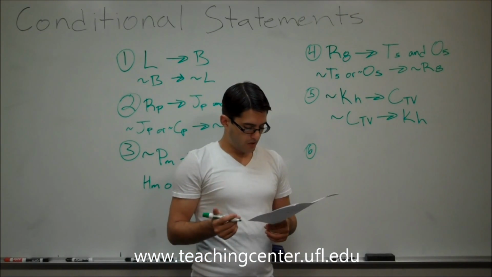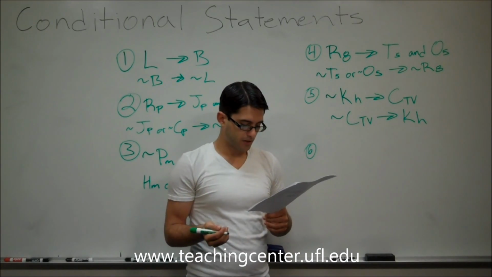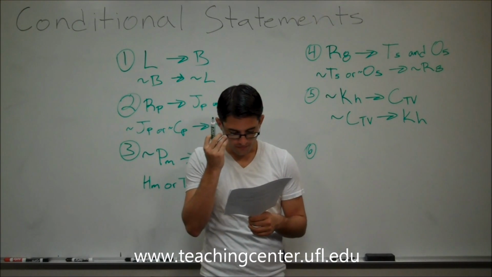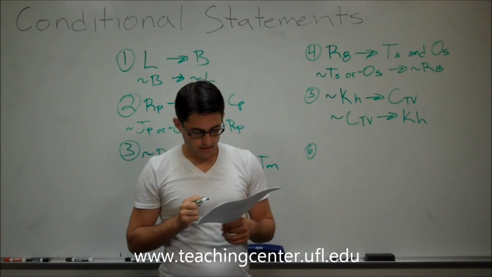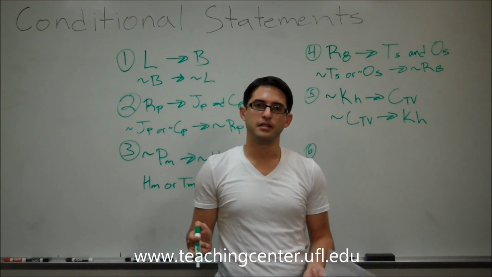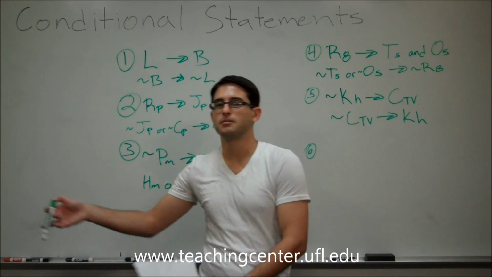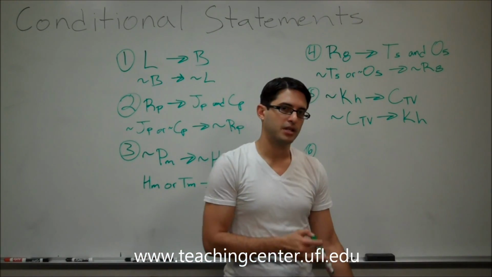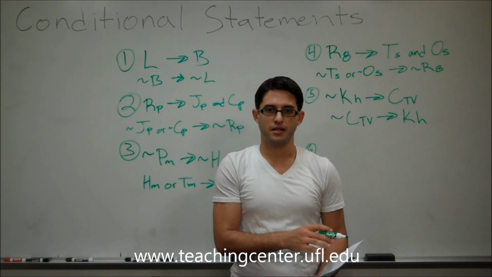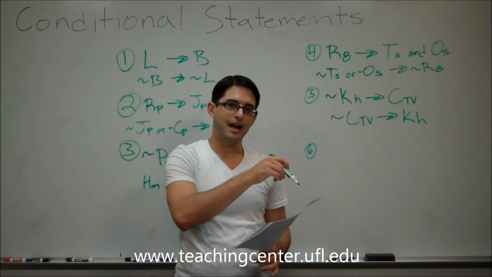Number 6 reads, George cannot be on the track team unless David is also on the track team. So you have another one of those unlesses. And in this one, you have to figure out which is your dependent statement, which is your independent. You're saying that George can't be on something unless something else happens. So George being on the track team is your dependent statement. So you know that's going to be on the left side. And the unless is going to make you negate that if statement.